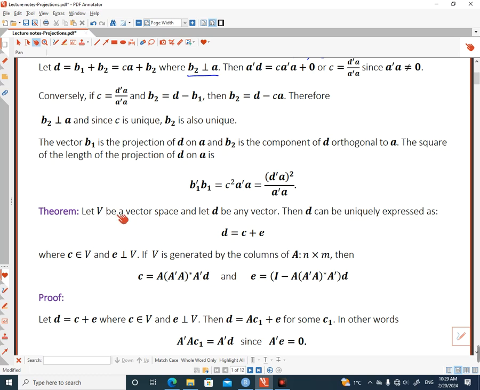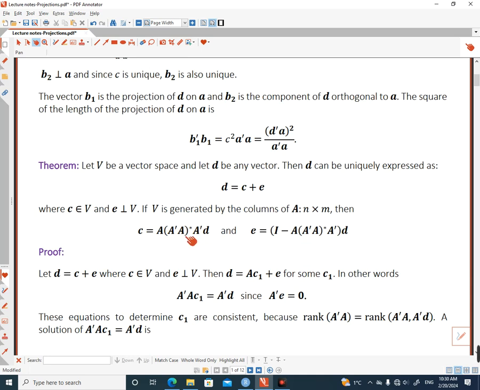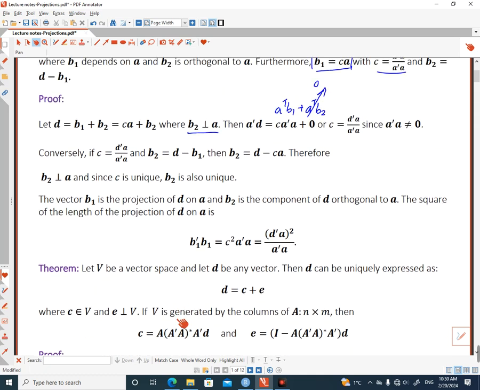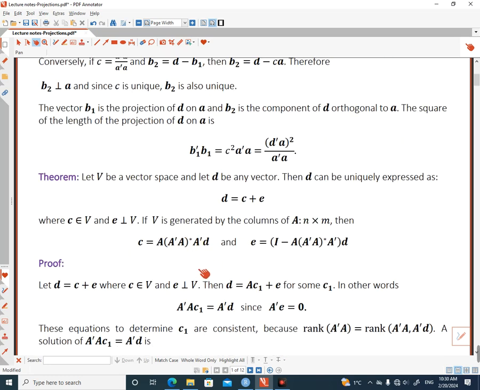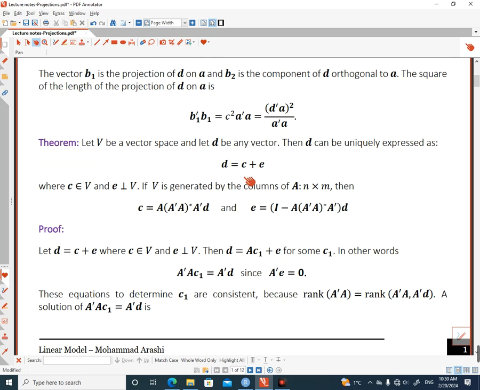Okay, so we started with a vector space. Here C is in this vector space, and E is orthogonal to the vector space. If V is generated by the columns of A, then we can represent C by this formula and E by this formula. We are getting a little closer. If I compare this C with what I had at the beginning, you see we only don't have X here. Now let's look at the proof and see how we can get C and E this way.